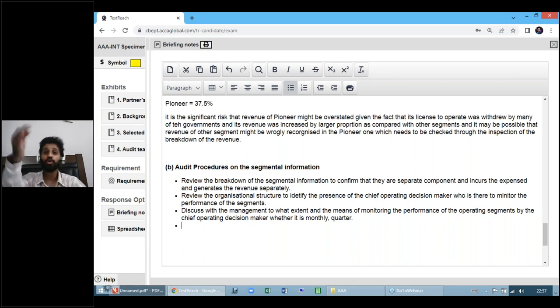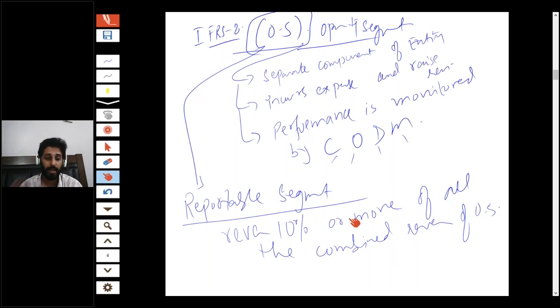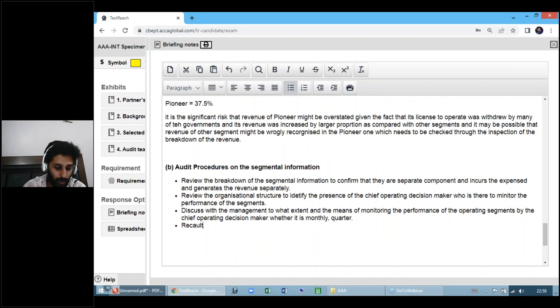Now, one important thing, you should recalculate the revenue of each operating segment in order to confirm that the revenue contributes more than 10% of the collective group revenue, right? Because it is the requirement of a reportable segment that its revenue should be 10% or more of all the combined revenue of the operating segments, right? So you should recalculate the revenue.